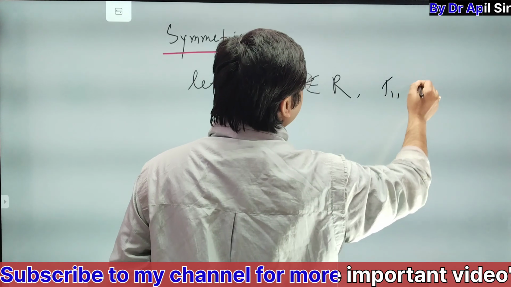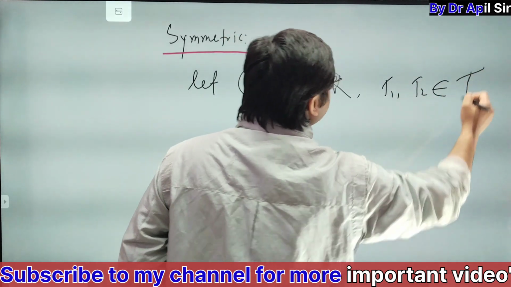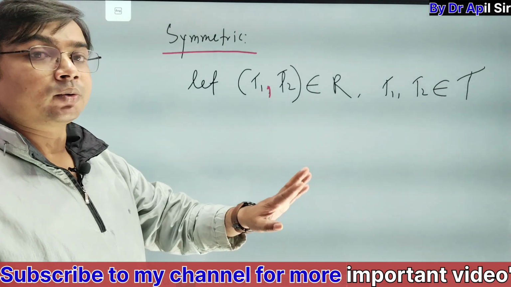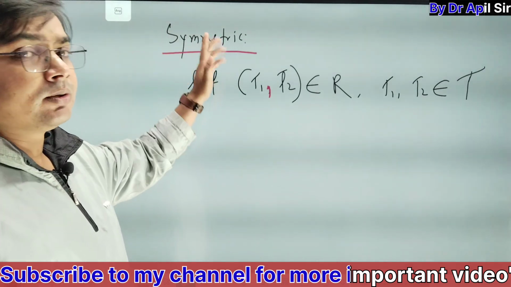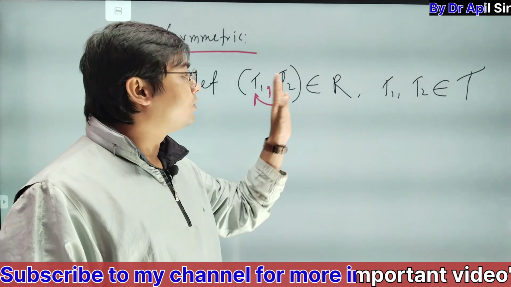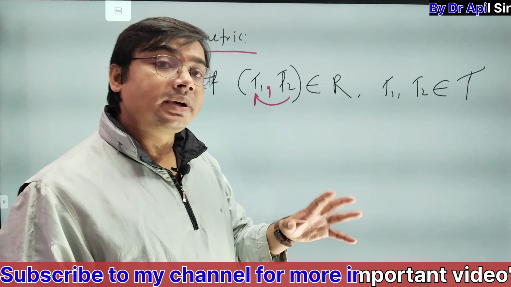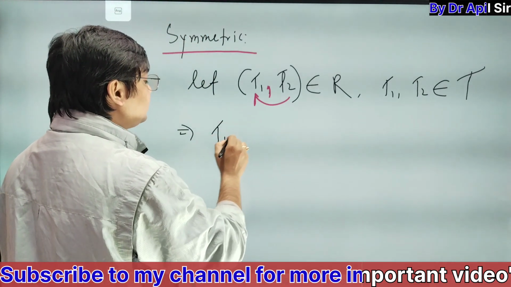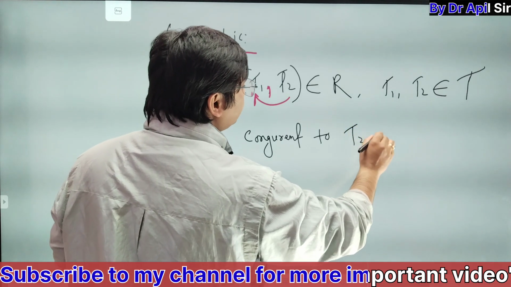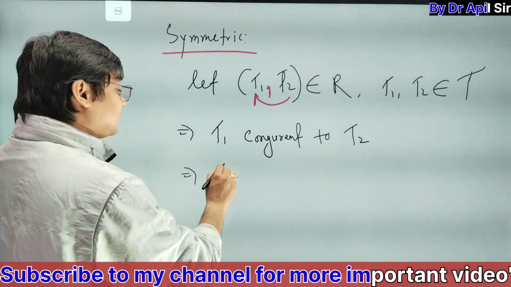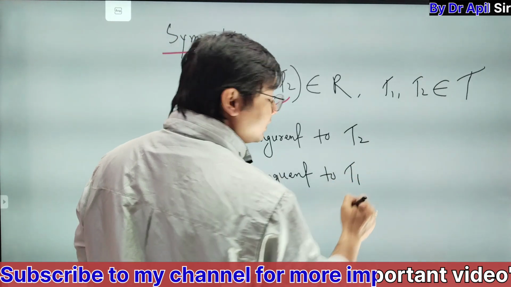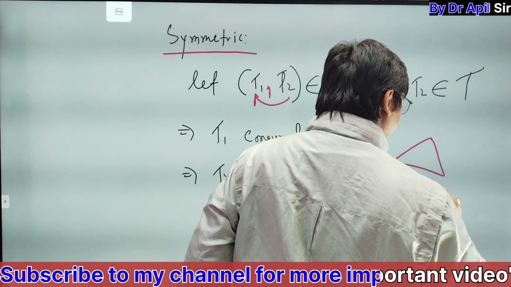Where these two triangles T1, T2 are taken from the set of triangles T. Here we consider that triangle T1 is related to T2. Now if we want to show that this is symmetric, then we need to show that T2 is also related to T1. So now you see, since (T1, T2) belongs to R, by the definition of relation we can say this triangle T1 is congruent to triangle T2, and this implies T2 is congruent to T1 also.